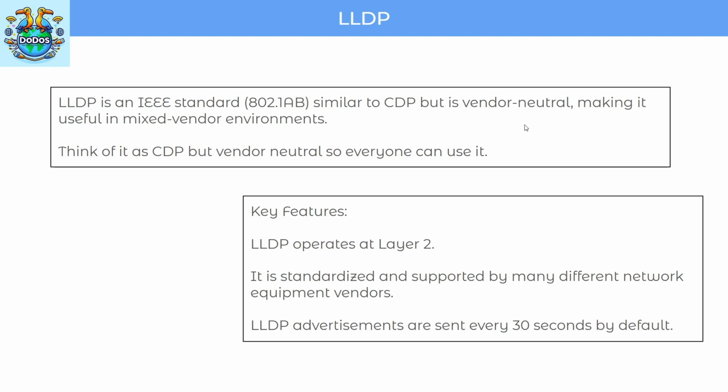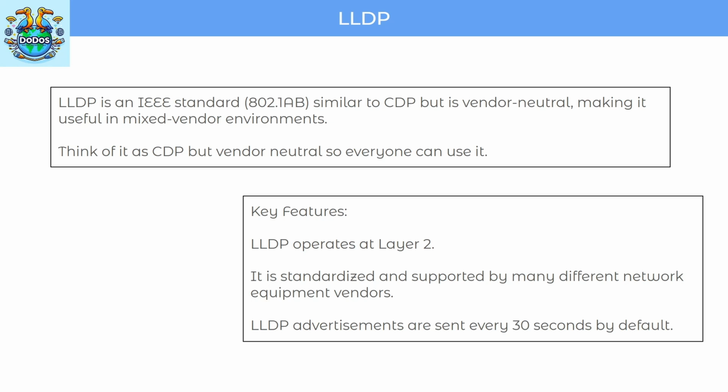LLDP. LLDP is an IEEE standard, 802.1AB, similar to CDP, but it is vendor neutral. Vendor neutral is where it will work on any vendors, so Cisco, say Intel, it will work on all the vendors. It won't just be exclusive to Cisco, which makes it useful in mixed vendor environments. Think of CDP, but vendor neutral, so everyone can use it.